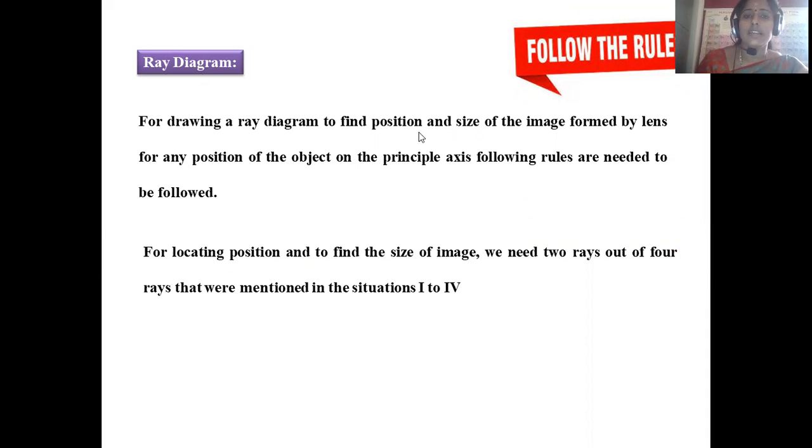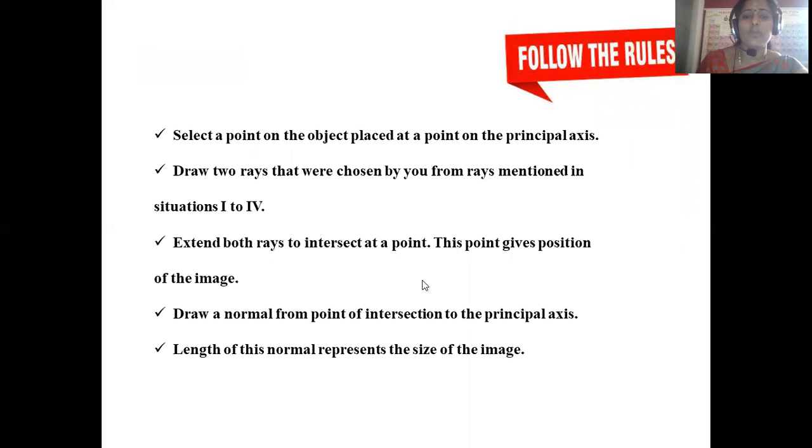In order to draw the ray diagram, to find the position and the size of the image, we have to obey certain guidelines which are provided in 4 different situations. In order to mention the size of the image and also the position of the image, 1 to 4 guidelines are to be obeyed. Those are: select the point of object. Where you are placing the object is the most important thing in order to predict the size as well as the position of the image going to be generated. So select the point of object on the principal axis. This is the fundamental criteria.